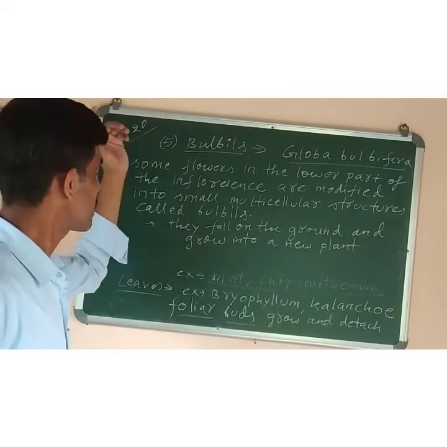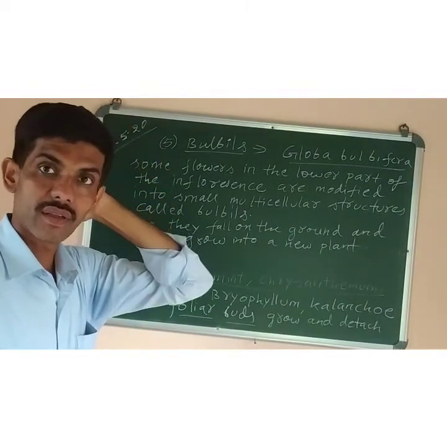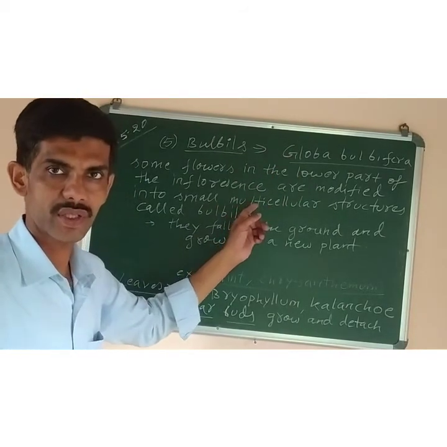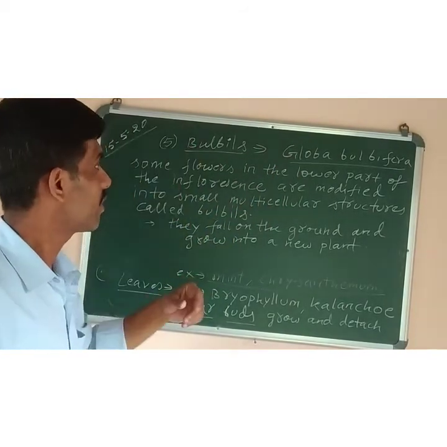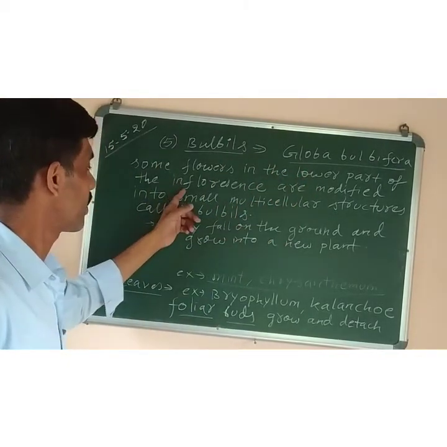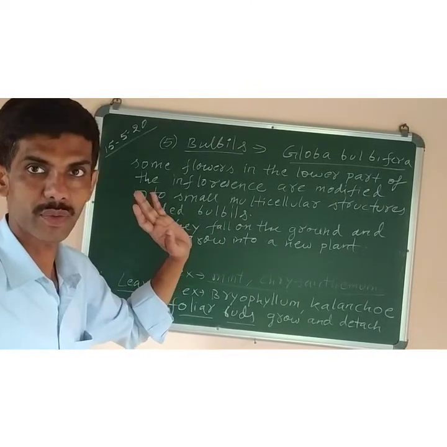So first one is rhizome, example, that is the ginger I said. Second one, mainly the examples you learn, definitions, like what is the definition of bulb? The lower part of the inflorescence are changed into small multicellular structures called bulbs. Only this much is the definition.